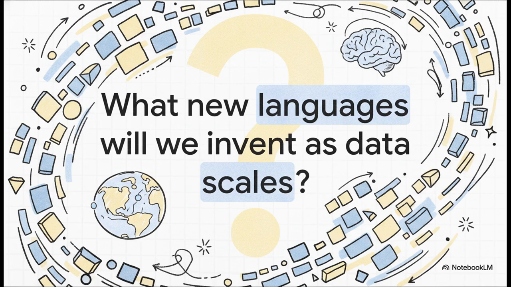As our data scales into massive new tiers like Yobi Bytes, and as our global digital language continues to evolve, what new hidden representations will we have to invent next to bridge the ever-shrinking gap between human thought and the machine?